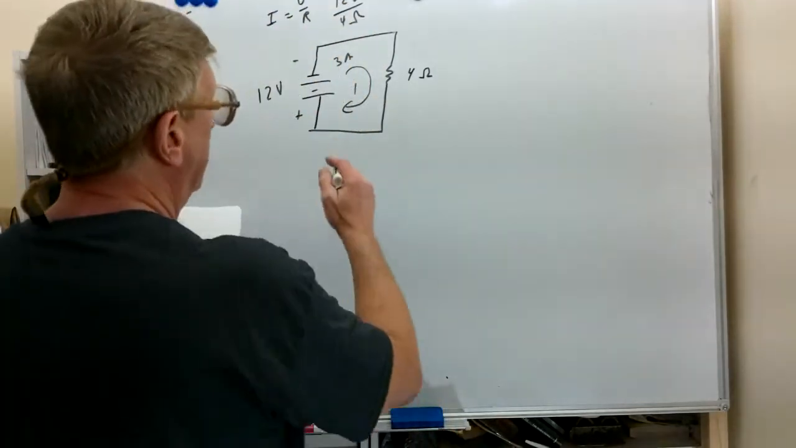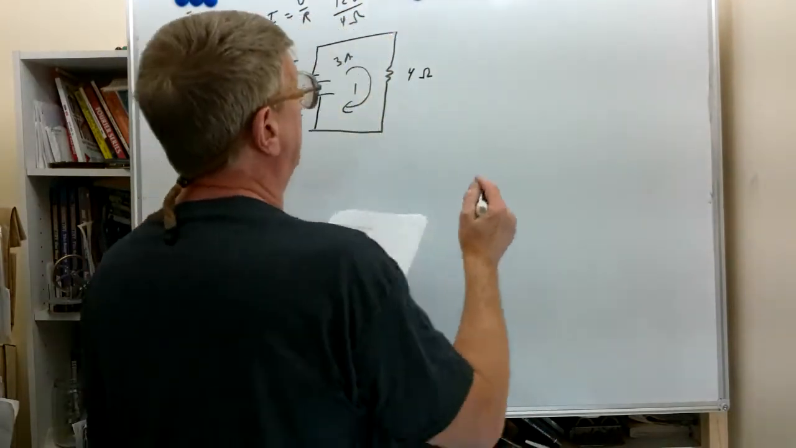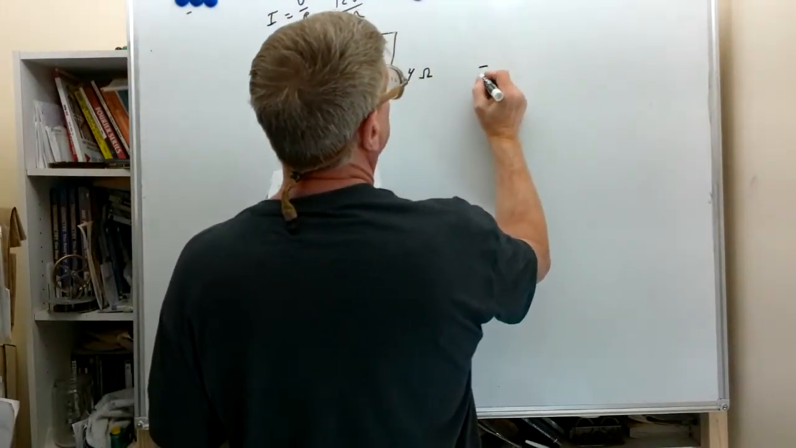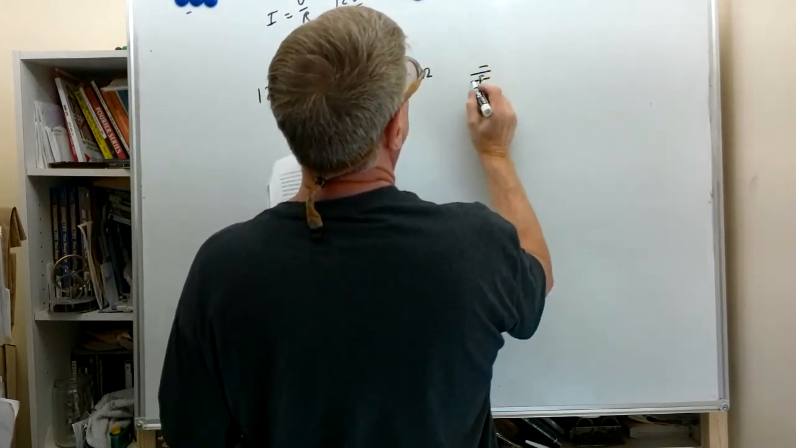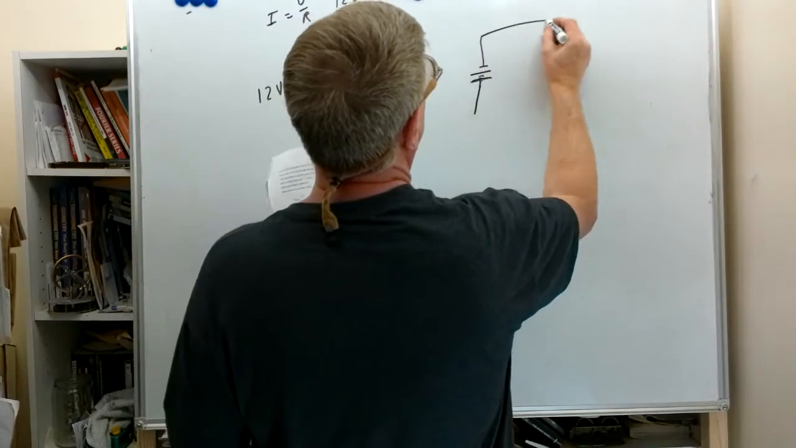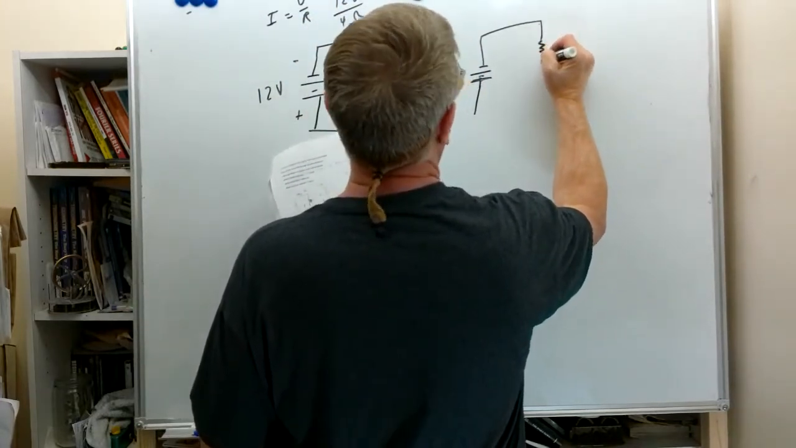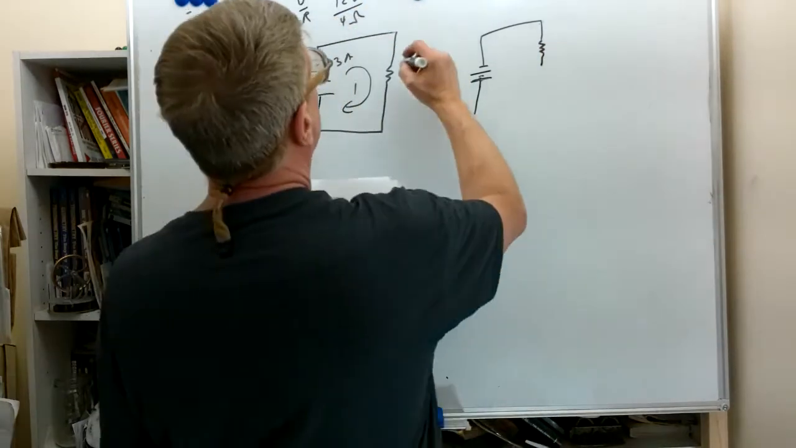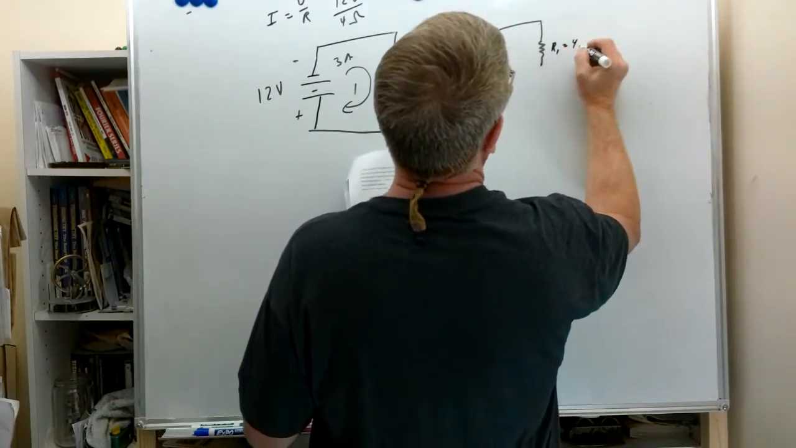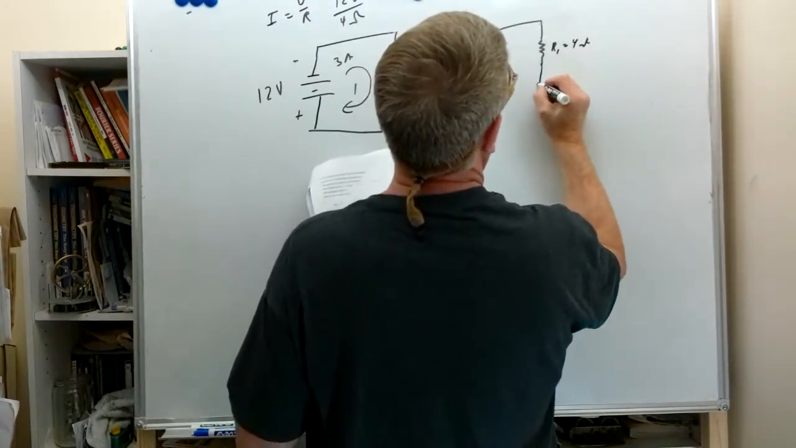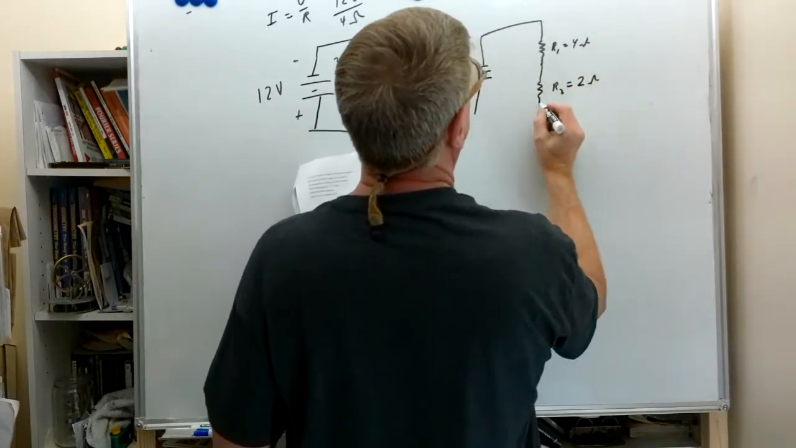Now we're going to change this circuit a little bit. We're going to add an additional resistor to it. Same power supply. We're going to have two resistors now. This was R1. Now we're going to have R1 equal to 4 ohms. And now we're going to have here R2 equal to 2 ohms.